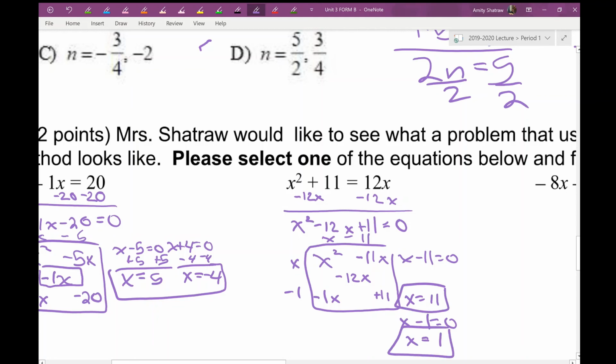Last one. I don't know why you would pick this one. It looked like the hardest one to me, but I threw it up there because sometimes kids do like that one.